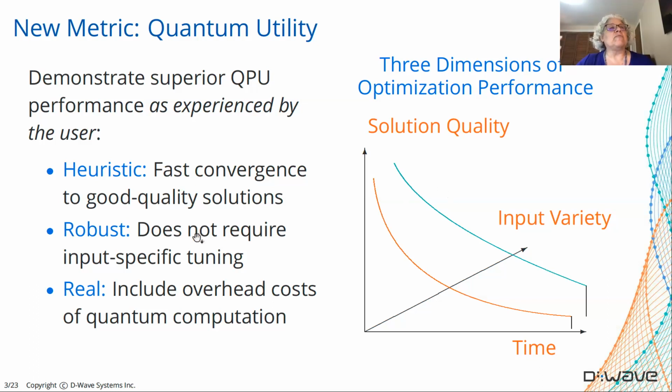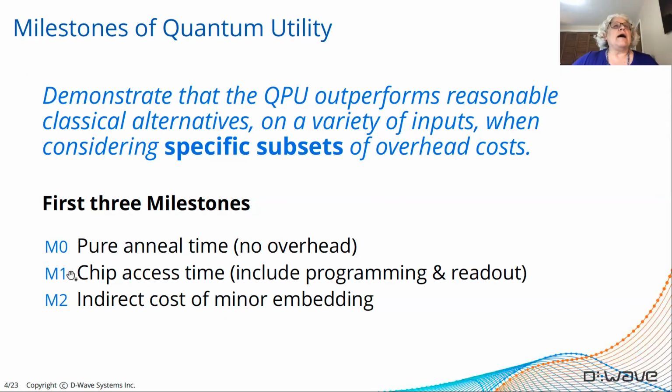So we're also looking for robust performance, in the sense that the solver doesn't require a lot of input-specific tuning. If you spend a lot more time tuning to solve the problem than you spend actually solving the problem, that's kind of a drawback to the whole approach. And because we're trying to capture the user experience, we don't want to just measure anneal times. We know there are overhead costs that the user experiences, and we want to incorporate those overhead costs when reporting the computation times. So that's why we come up with these ideas of milestones.